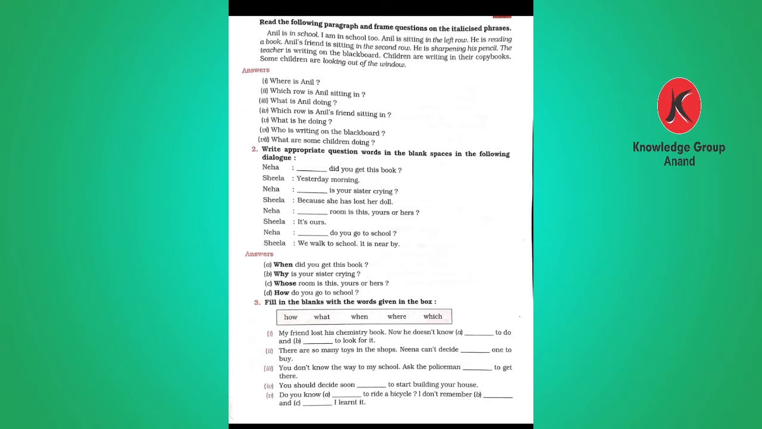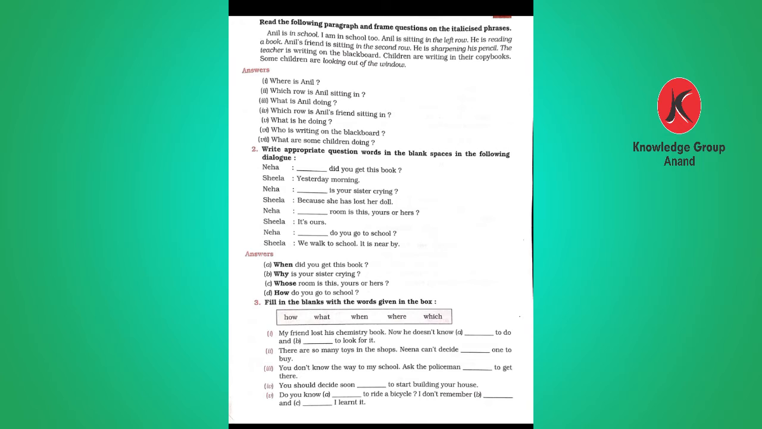Second, there are so many toys in the shops. Nina can't decide dash one to buy. The word which is used to point out the thing is which. So we'll say, there are so many toys in the shops. Nina can't decide which one to buy.